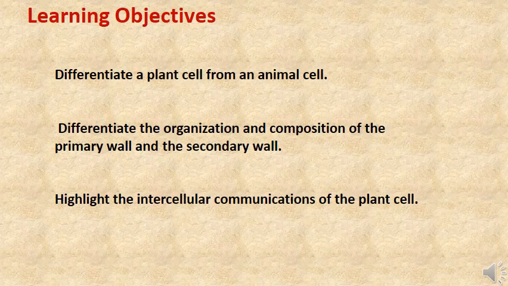The objectives of this practical work. At first, we have to make the difference between plant cell and animal cell. We have to know the organization and the composition of the primary wall and the secondary wall. And finally, to highlight the intercellular communications of the plant cell.